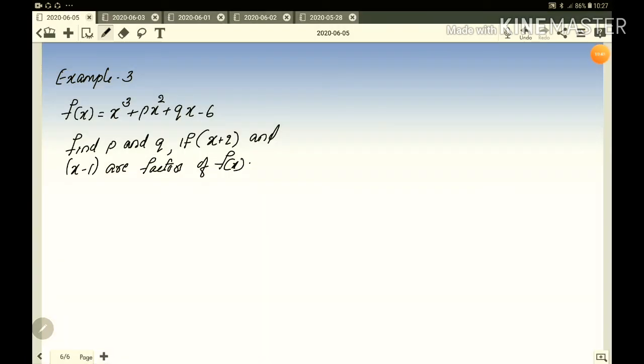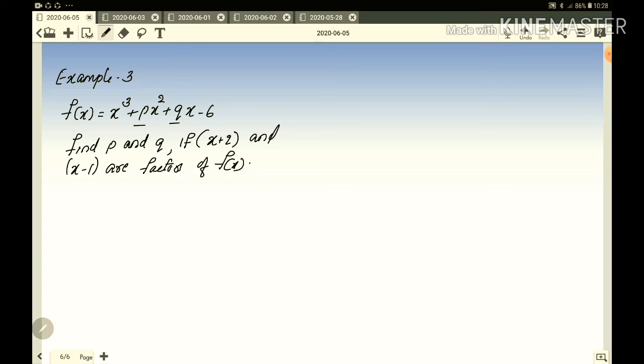Next one is a function given. Here two unknown values are there, p and q. Then you have to find the value of p and q. But here two factors are given, x plus 2 and x minus 1. So find the value of p and q.